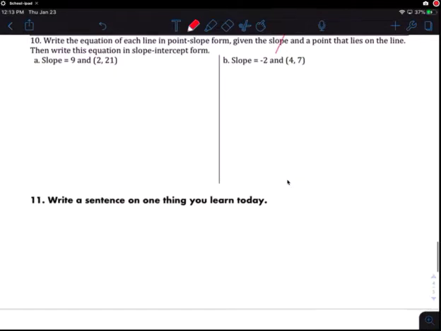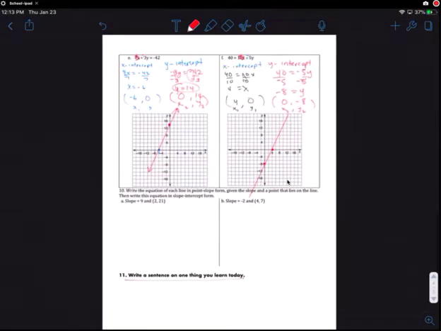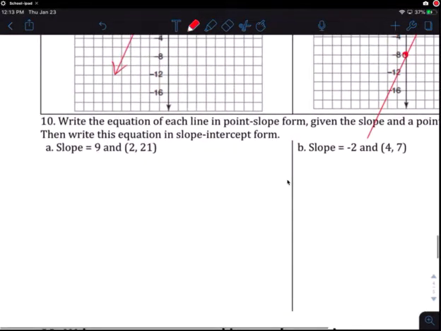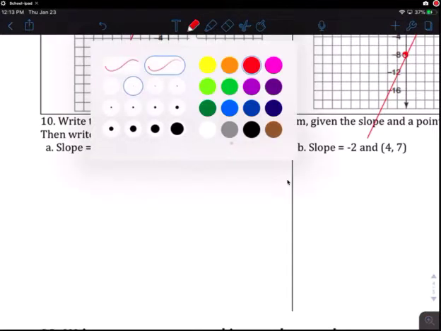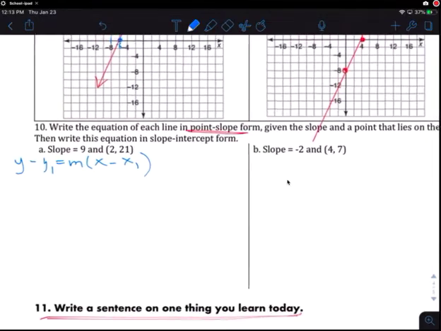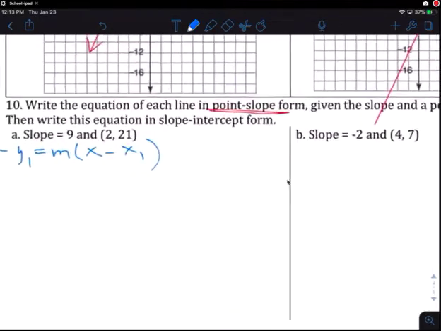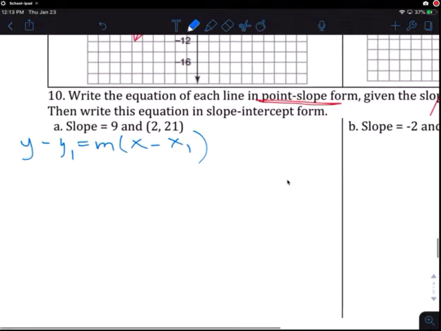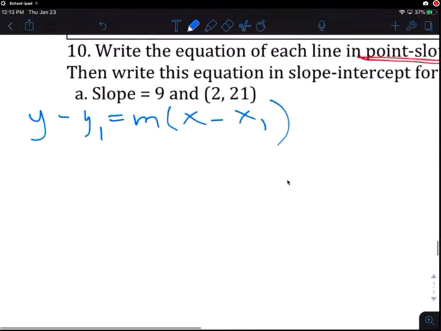So right now I want you to write a sentence on what you learned graphing with x- and y-intercepts, okay? Write a sentence on it. Okay, write an equation of each line in point-slope form. Anytime you see point-slope, you need to do y minus y sub 1 equals m times parentheses x minus x sub 1, given the slope and the point that lies on the line, right? Then write this equation in slope-intercept form. Okay, so we got everything here.